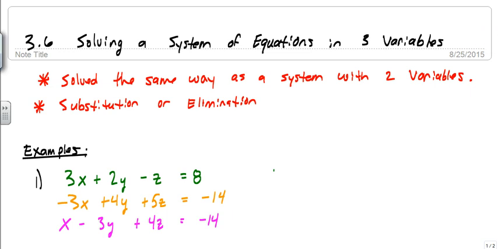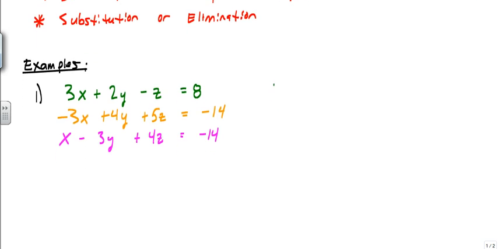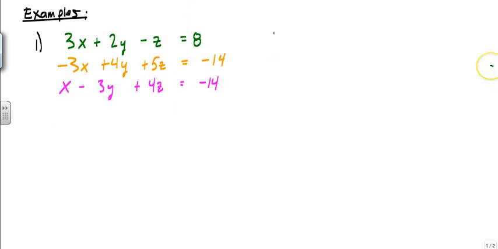I will let you know ahead of time that elimination and linear combinations are the easiest way to go in the beginning, because it's much easier to multiply an equation all the way through to where it adds or subtracts to 0 than it is to solve for a variable and then substitute it in. Unless you already have it solved for that variable, then it's obviously easier to do substitution.